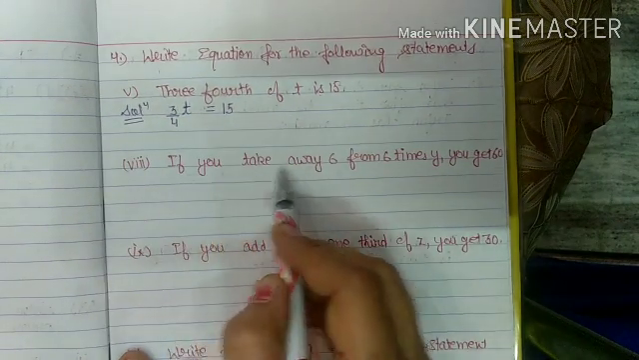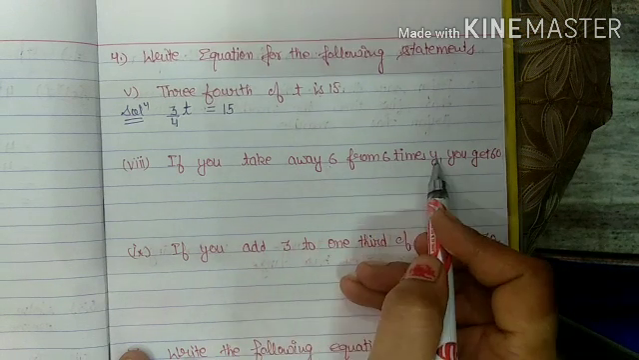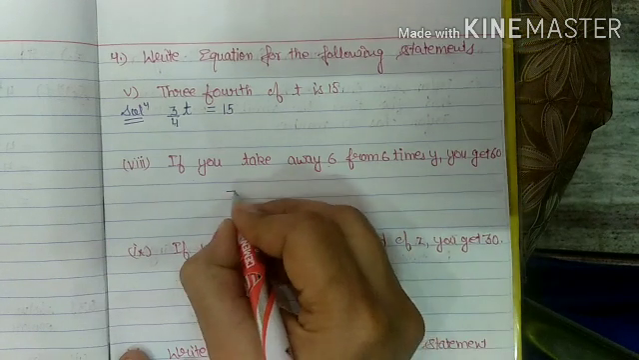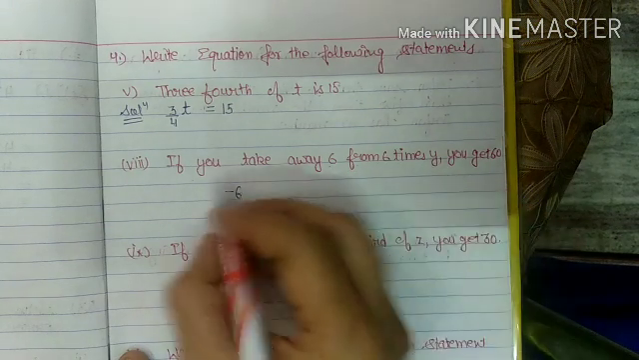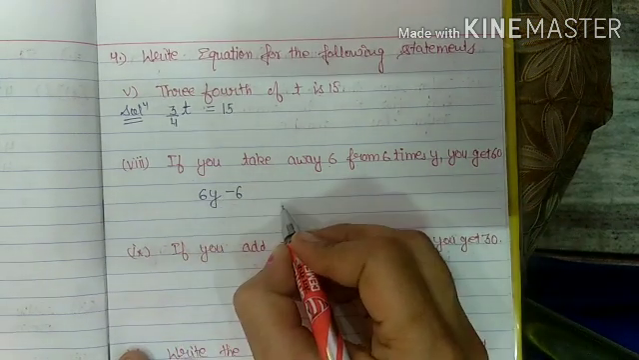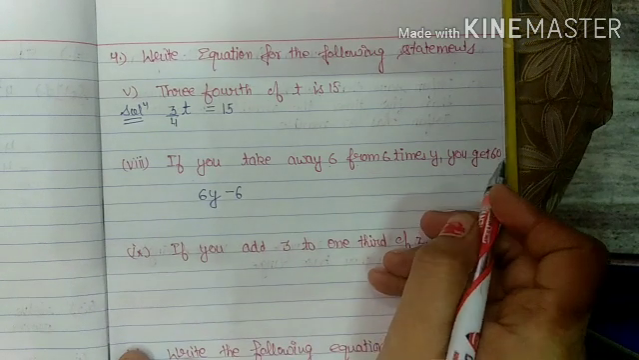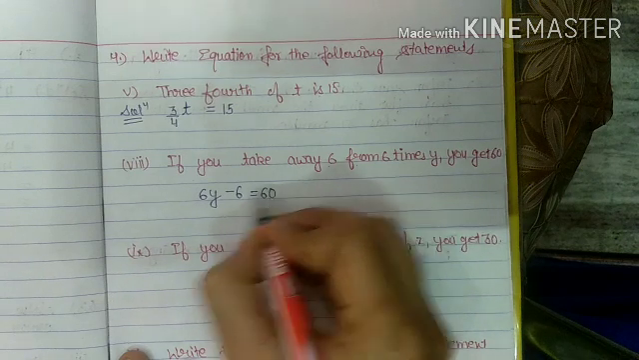For the next, I am taking the 8th part. If you take away 6 from 6 times y, what do you have to take away? 6 you have to take away from 6 times y, means you will subtract it from 6 times of y. You get 60, means it is equal to 60.